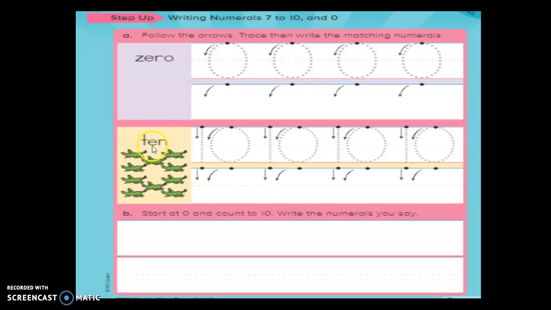This is the number word for the number 10. 1, 2, 3, 4, 5, 6, 7, 8, 9, 10. And to write a 10, you're going to go to the black dot and down to write a 1. And then you're going to make a 0, because 10 is 1 and a 0. Okay, so you can practice writing each number 7, 8, 9, 10, and 0 4 times.